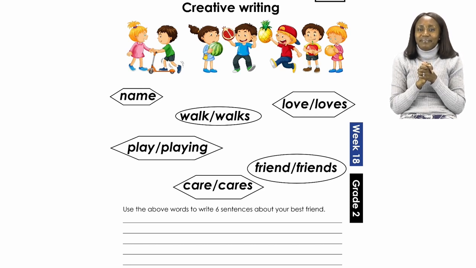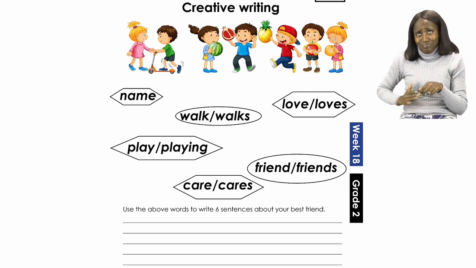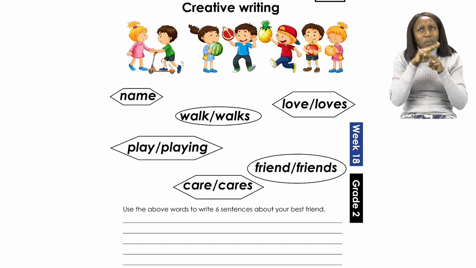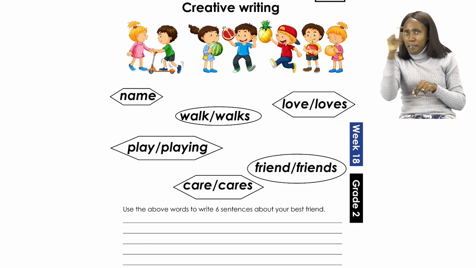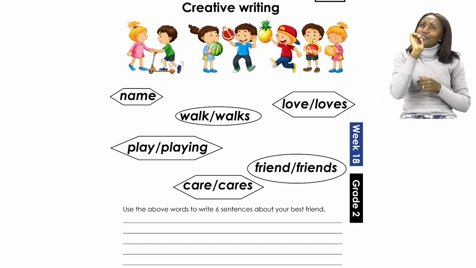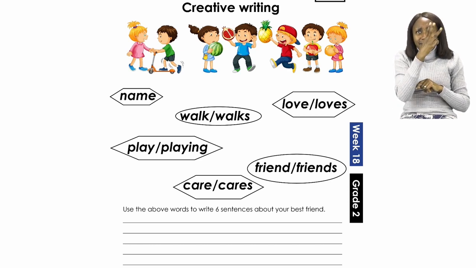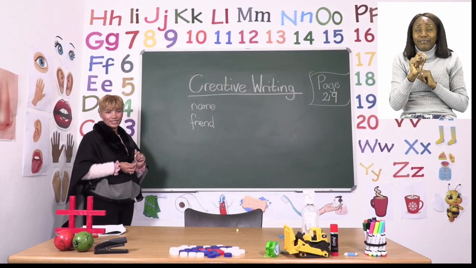So you can choose which one you want to use where there are two words. Let's quickly look at the instruction. It says there, use the above words to write 6 sentences about your best friend. Okay, so you will see you have 6 shapes. So you can now use any of the words in the shapes to make 6 sentences.